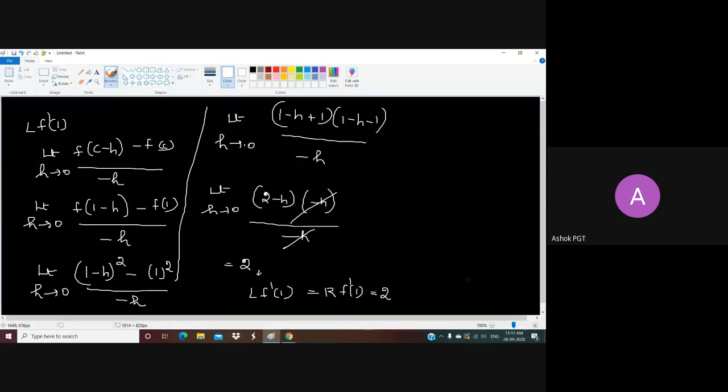Hence f is differentiable at x is equal to 1 and f dash of 1, that is derivative at x is equal to 1, is 2. It means that when the input is 1, the output changes by 2 units. Students, do you understand it? When we keep on changing the input by 1 unit from 1 to 2, 2 to 3, the rate of change of output will be 2 units. Students, are you clear with the problem that we discussed?